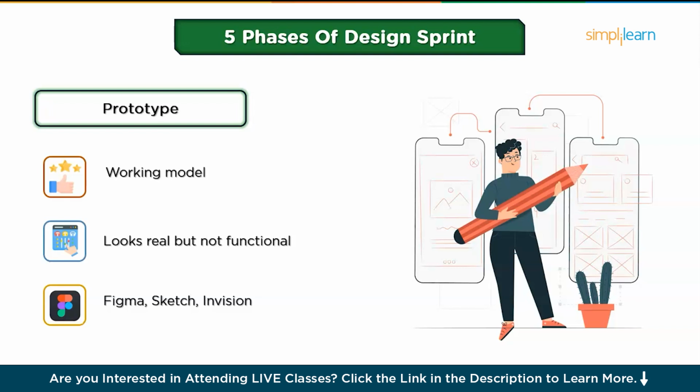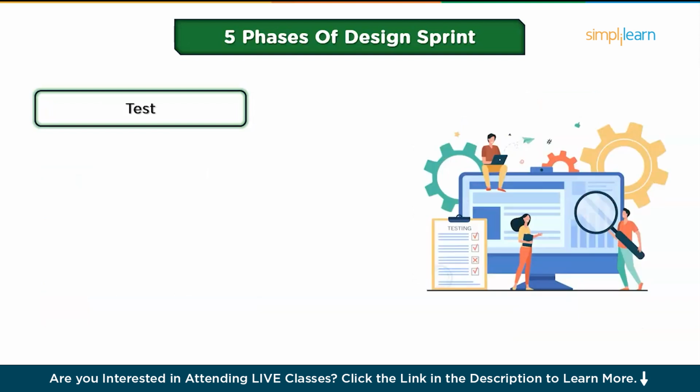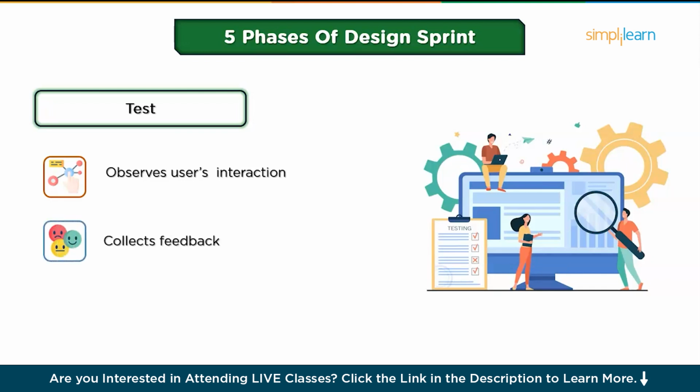So the prototype acts as a testable version of the solution, helping teams gather user feedback without spending months on development. And the last phase is the testing phase. So the final phase is all about testing the prototype with real users. The team observes how users interact with the solution, takes notes on their behavior, and collects feedback. This phase helps identify what works well and what needs improvement.